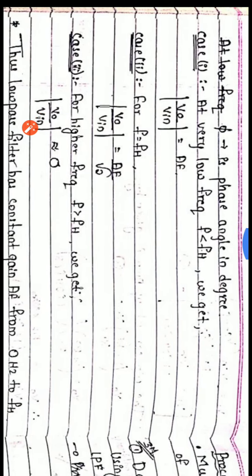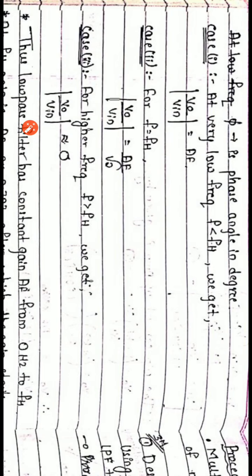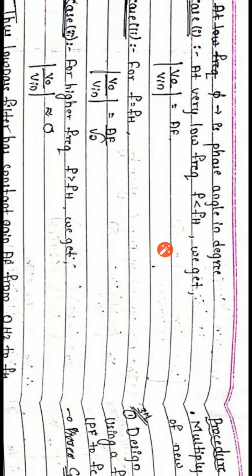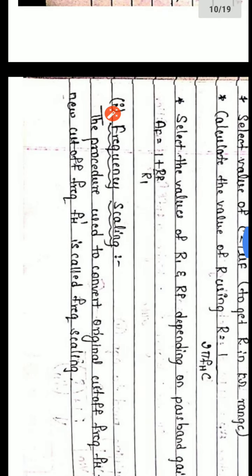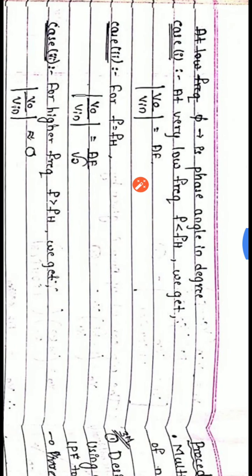Now we'll take 3 cases to find out the total gain. The first case is what happens at very low frequency, that is when F is much lesser than FH. If I substitute this condition in this expression, F by FH becomes very small, and that small value squared is very small, close to 0. Now root of 1 is 1 itself, so we get the magnitude of V0 by Vin as AF itself. The same thing is shown here also.